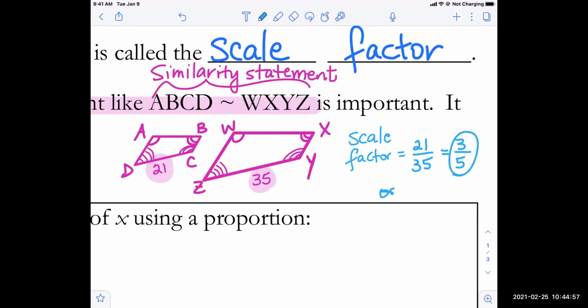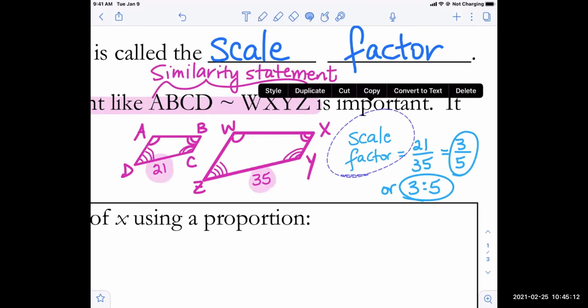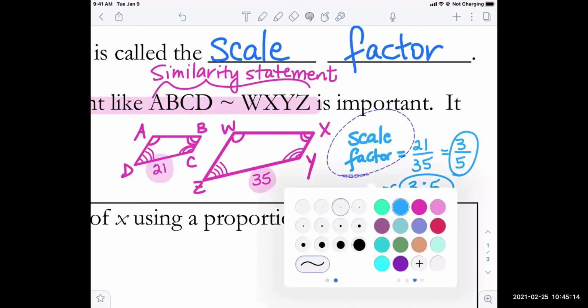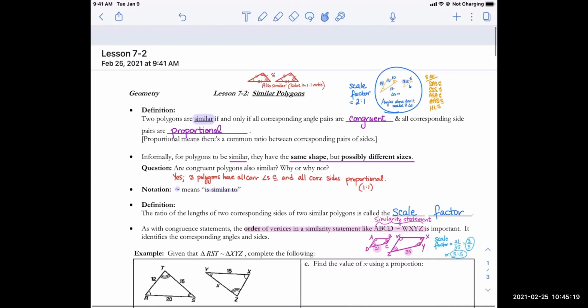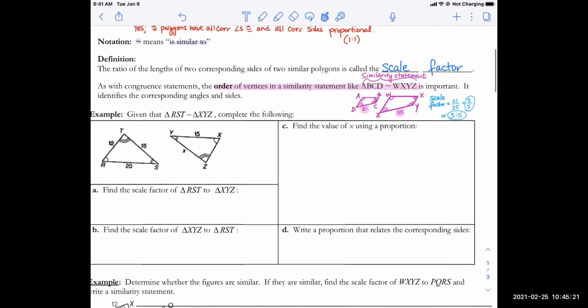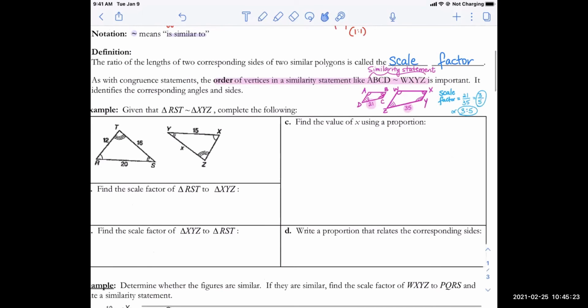If you want to write it like 3 to 5, that is perfectly fine. Just make sure that you have it simplified. Sometimes it's harder to see that it's not simplified when it's not written as a fraction. So just be careful that you always simplify your scale factors. Okay. Again, scale factor is simply the ratio of corresponding sides. Let me pause for a second.